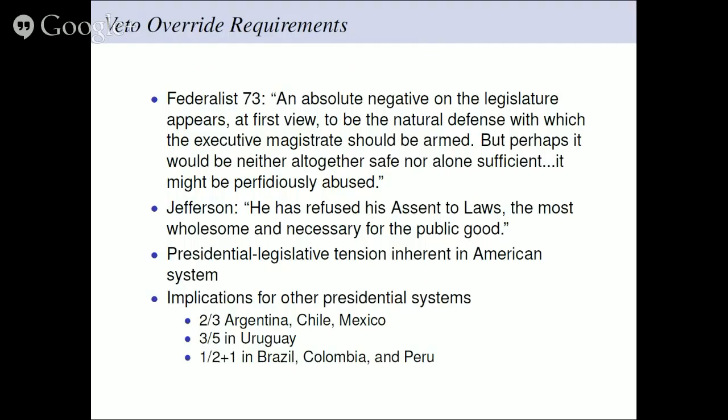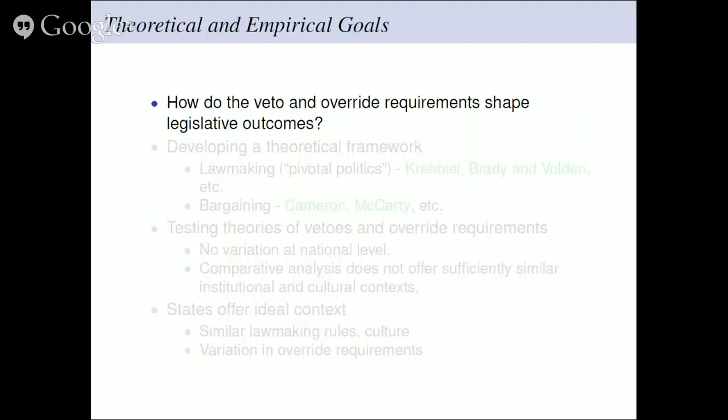The question is then, how do vetoes and the veto override requirement, how do these institutional rules shape legislative outcomes? And fundamentally, how do these rules promote power among the executive or take power from the executive and give it to the legislature? That is, how does the veto and veto override requirements contribute to that tension between executive legislative relations? And that's the fundamental question I'm going to ask today. I'm going to show some evidence that the veto override is in fact a very important tool, and it's a very important tool for understanding executive power.